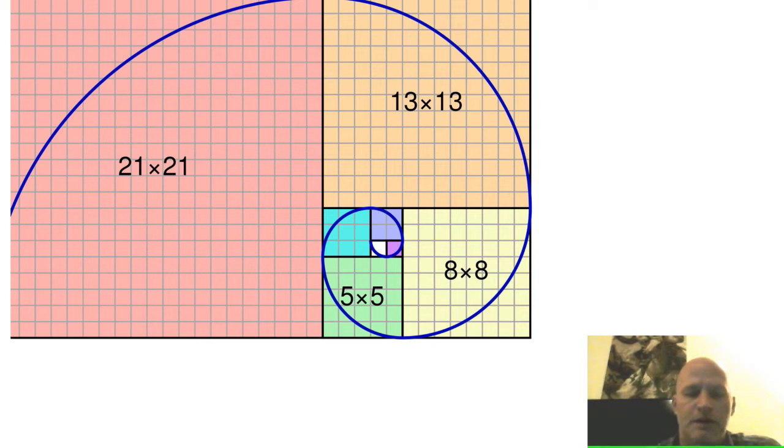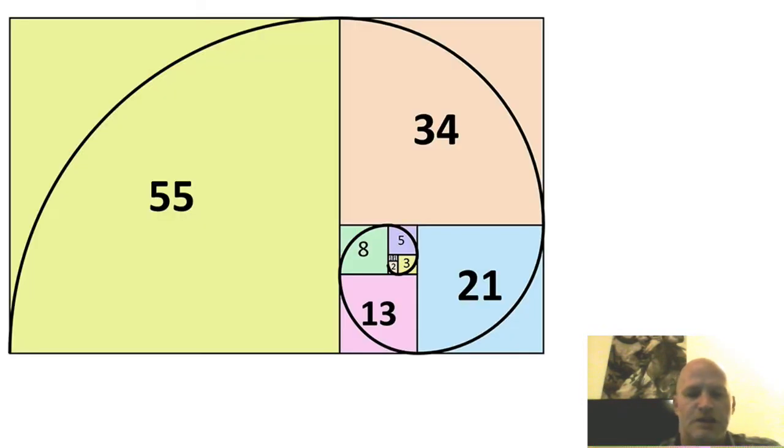Here's another example of the Fibonacci circle or the Fibonacci spiral, and you can see that each block is 5 by 5, 8 by 8, 13 by 13, and 21 by 21. And here's another example of a bigger ratio where it goes up to 34 and 55. And it will continue like this until infinity.